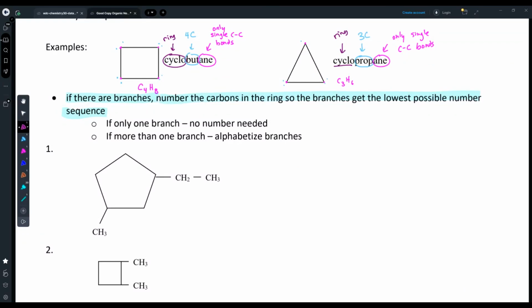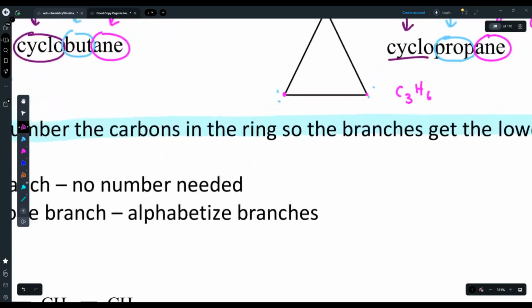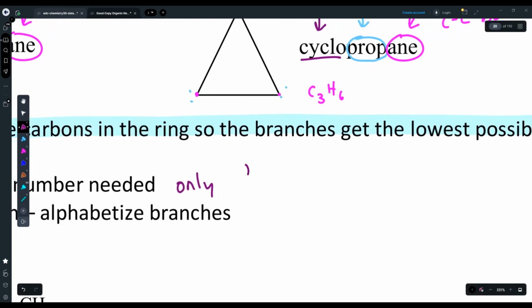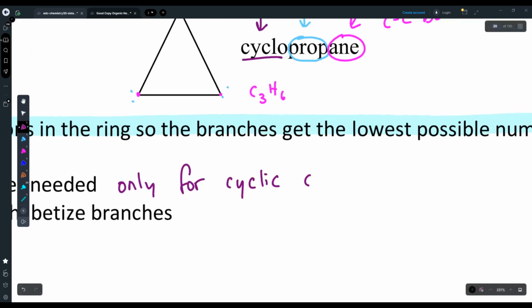If your cyclic compound only has 1 branch, you don't need to specify the number of the carbon that branch is on. Please keep in mind this is only for cyclic compounds. Otherwise, you should always be mentioning the carbon number that the branch is on. So it's only for cyclic compounds and only if you have 1 branch.